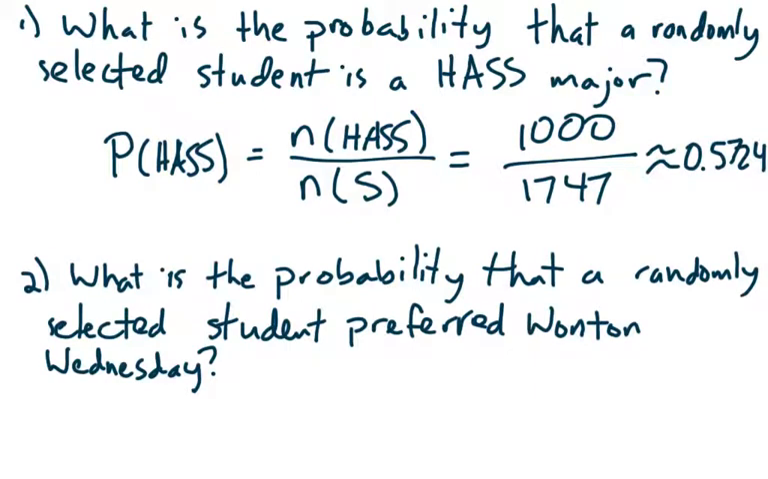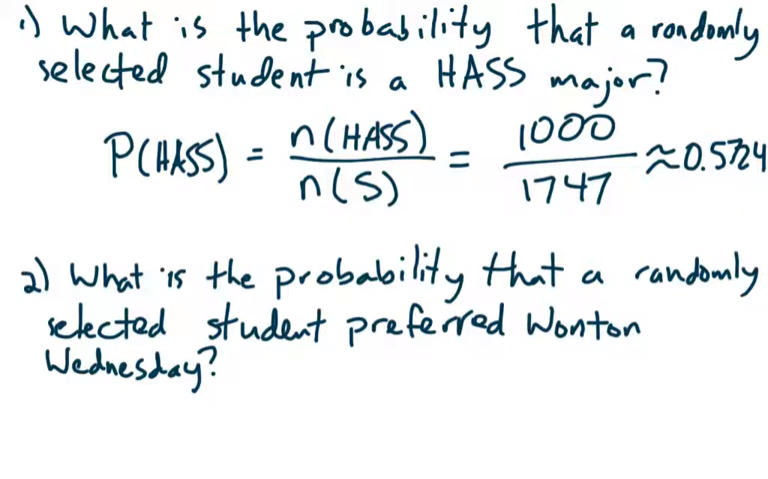Approximately 57.24%, or 0.5724 as a decimal. So let's see now if we can take that same principle and apply it to question 2. What is the probability that a randomly selected student preferred Wonton Wednesday?